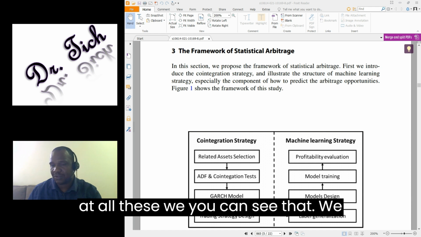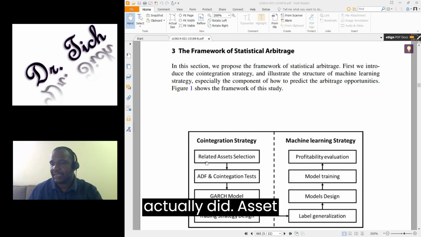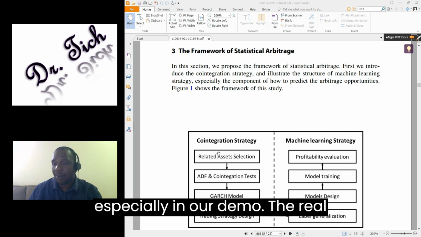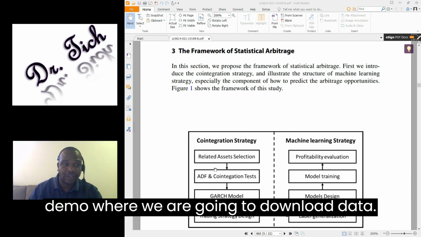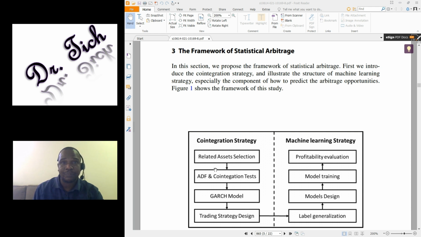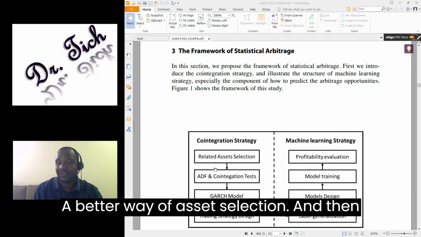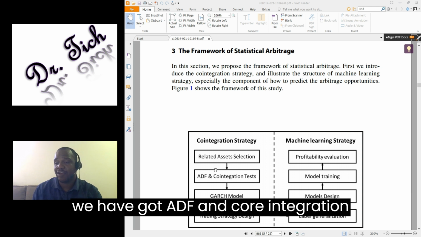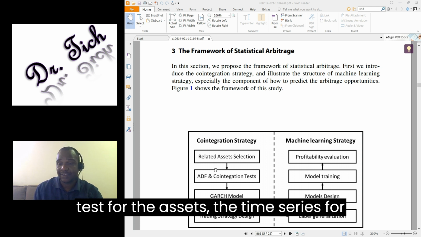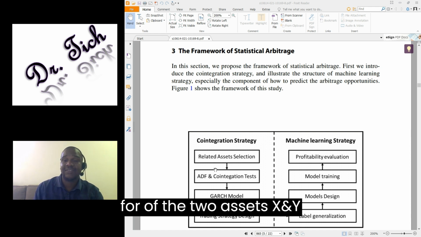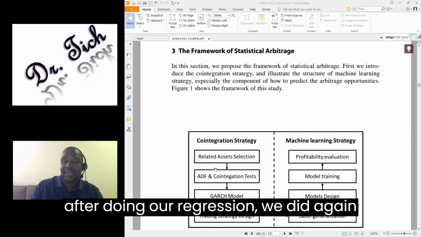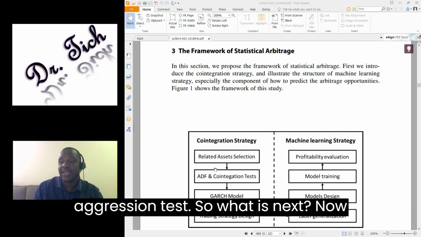If you look at all this, you can see that we did asset selection, but we can improve this, especially in the real demo where we are going to download data. We have to find a better way of asset selection. Then we have the ADF and the co-integration test. We did the augmented Dickey-Fuller test for the time series of the two assets X and Y, and then we did our regression. After the regression, we did another ADF as part of the co-integration test.